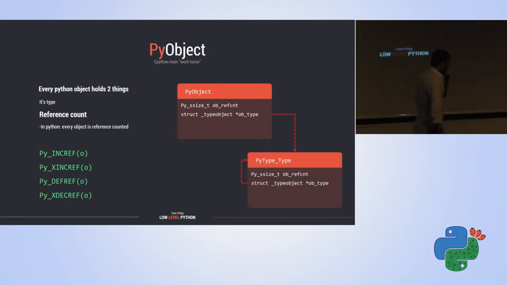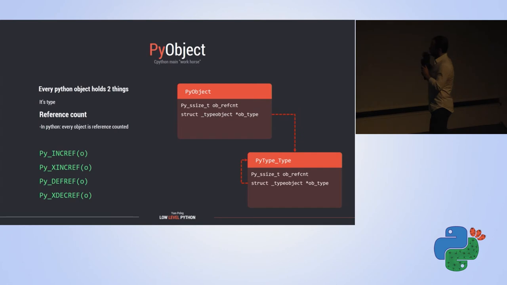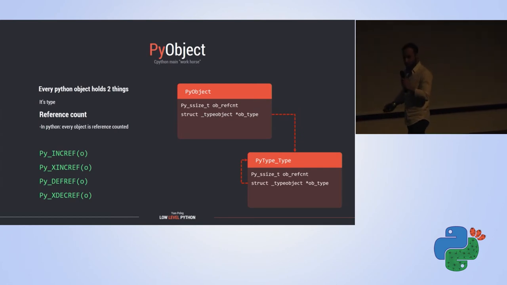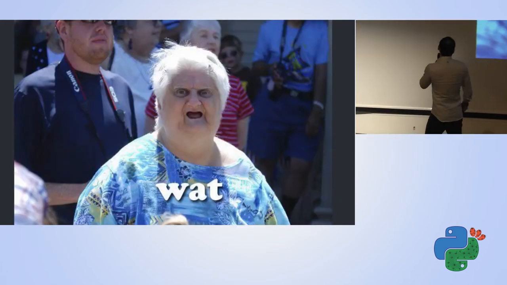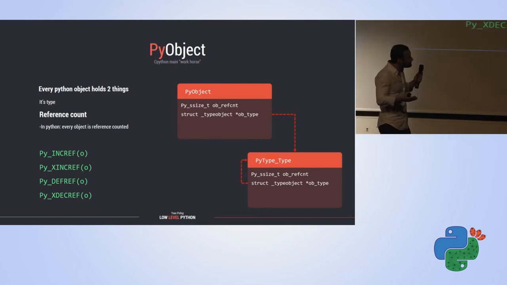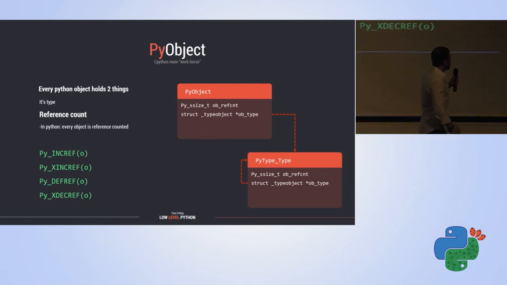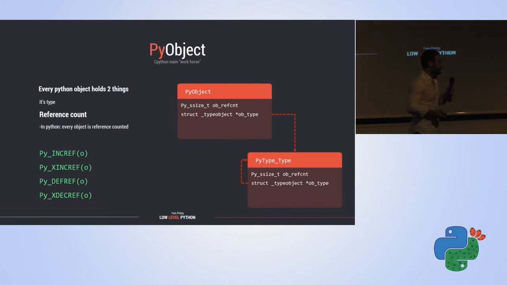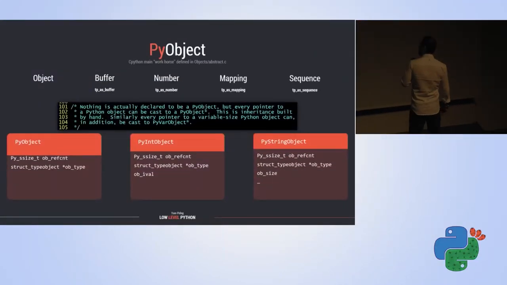Now get this. Each object has a type in Python, but everything is an object. So type is also an object, but because it's an object, it has a type as well. And its type is itself. I think that they took this whole everything-is-an-object thing way too far. But have your own thought about that.